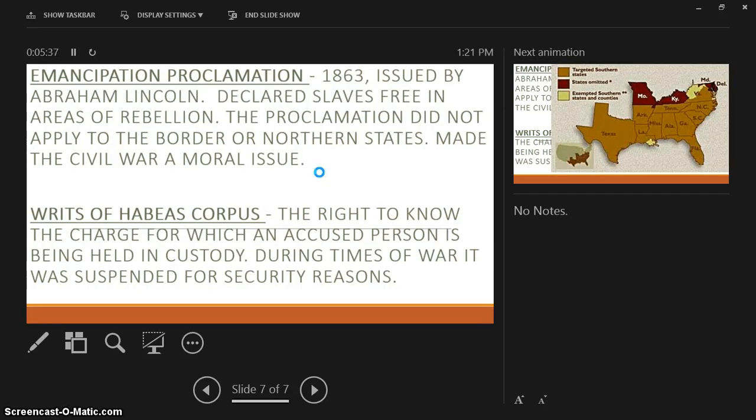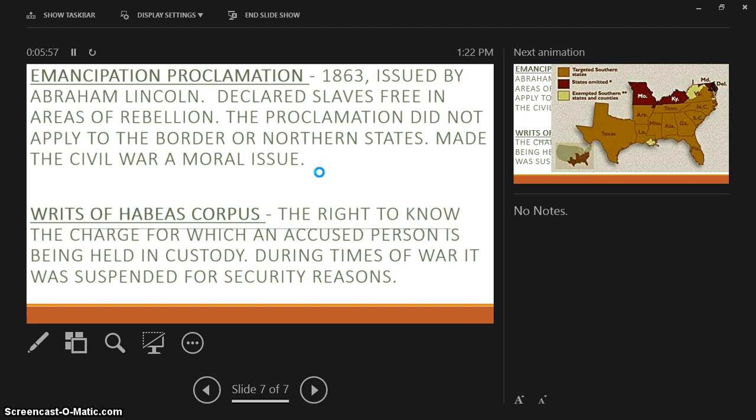And next we have the Emancipation Proclamation. This is smart. Lincoln was a genius for doing this, because it declared the slaves free, but only in the South, only in areas of rebellion. It didn't apply to the border states. It didn't apply to the northern states.